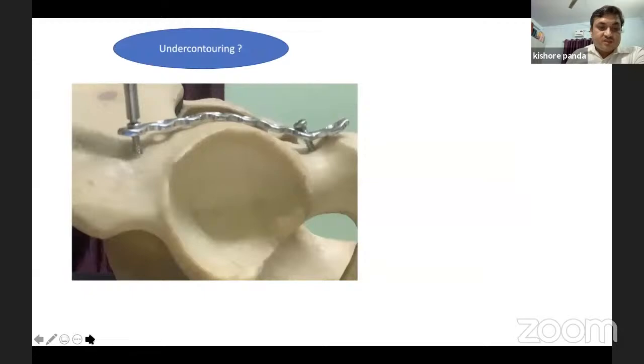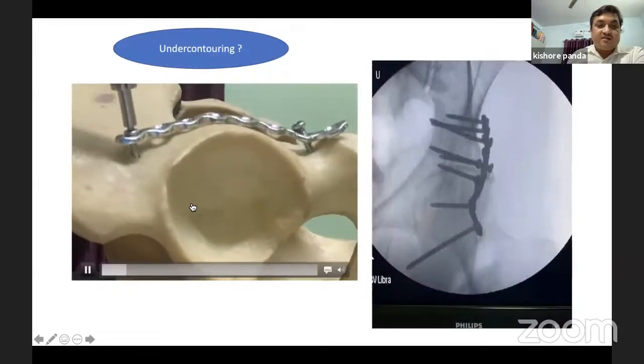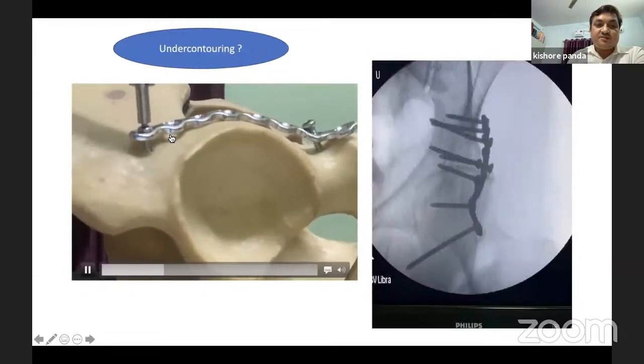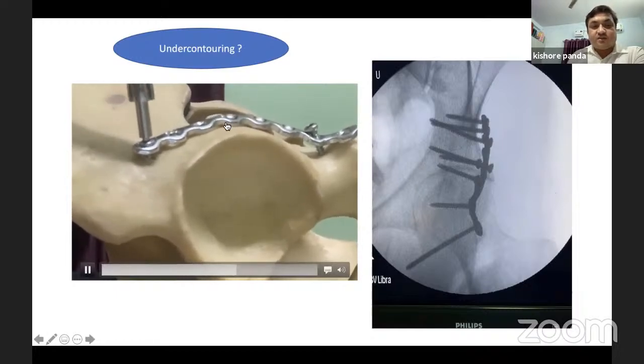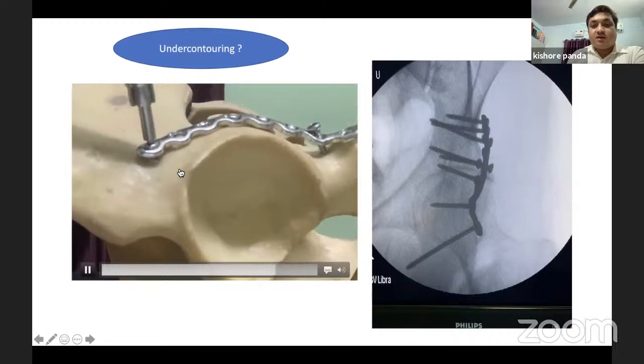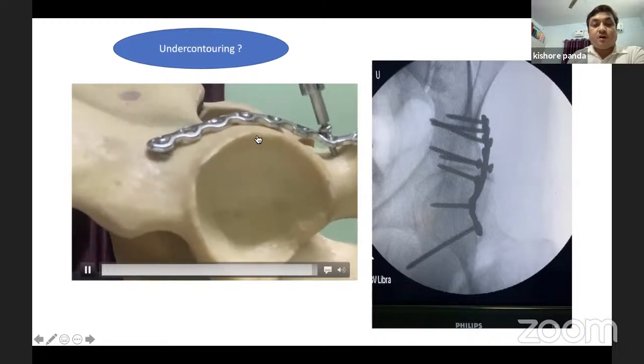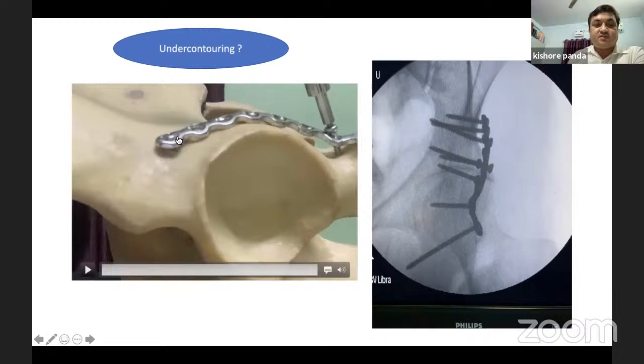So the ideal method is under-contouring, and the last part of the tightening of the screw should be done in this way so that the buttressing effect will remain. If we over-contour it and the plate touches the cortex, then there will be no buttressing effect. So you can see clearly this plate is somehow out of the cortex, tightly holding this fracture.